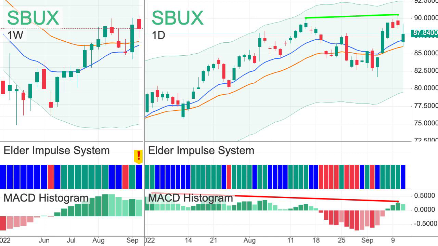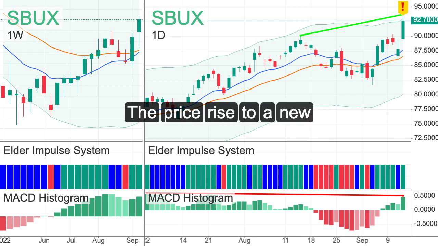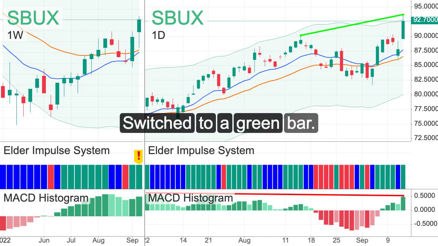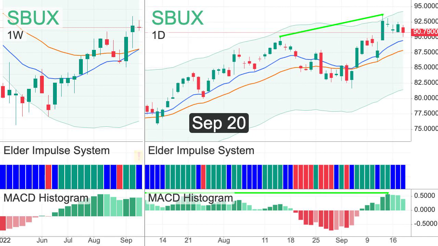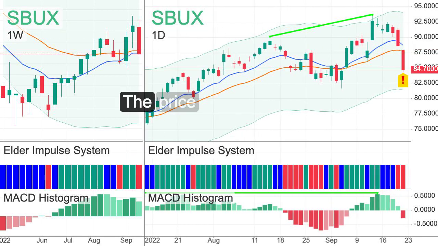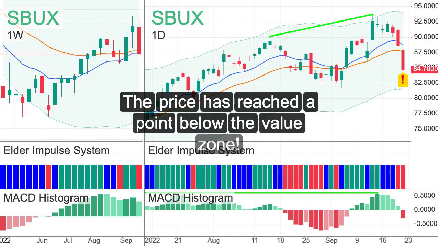There is a blue bar on an elder impulse system on the weekly chart. The price rise to a new high. Switch to a green bar. A blue bar. The price has reached a point below the value zone.